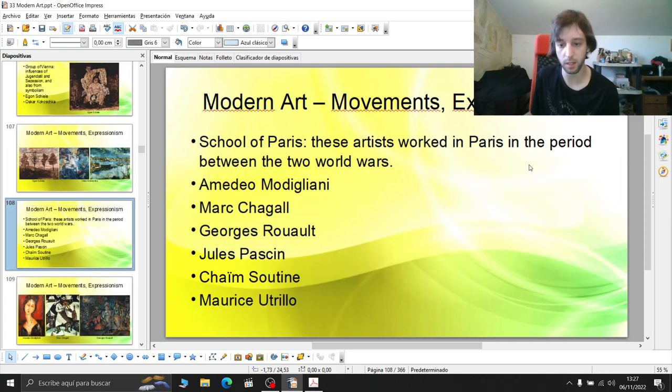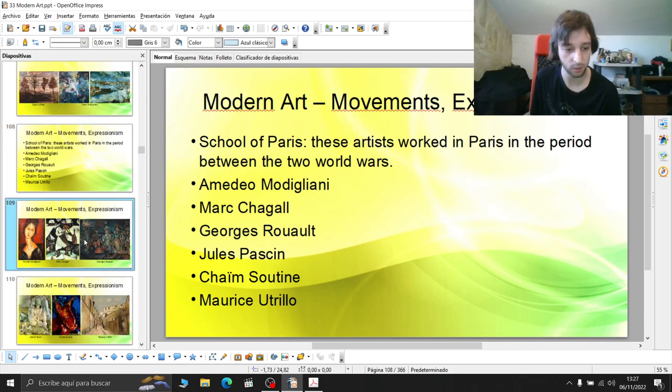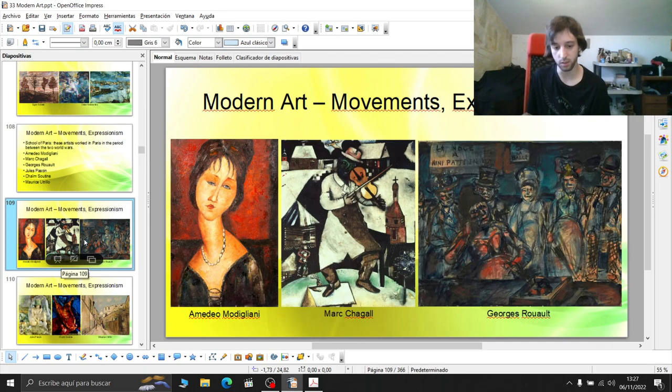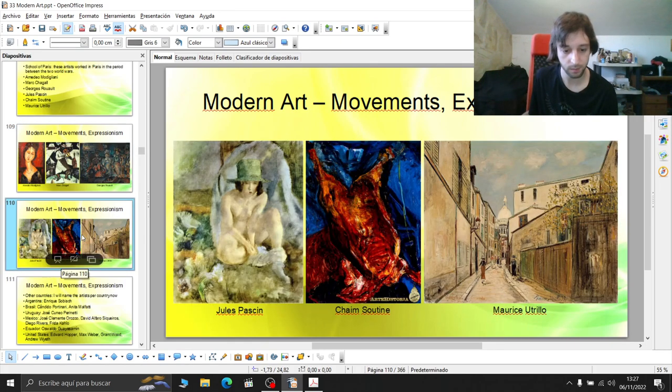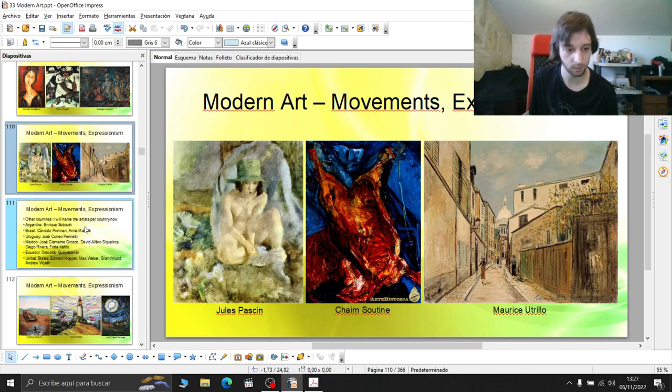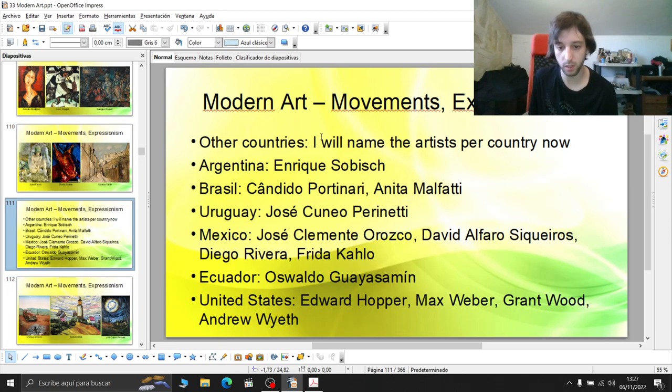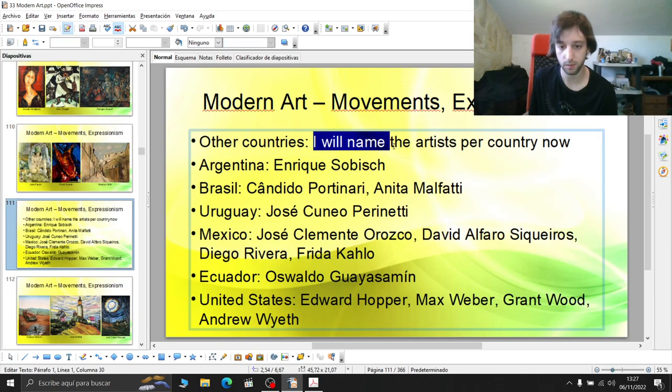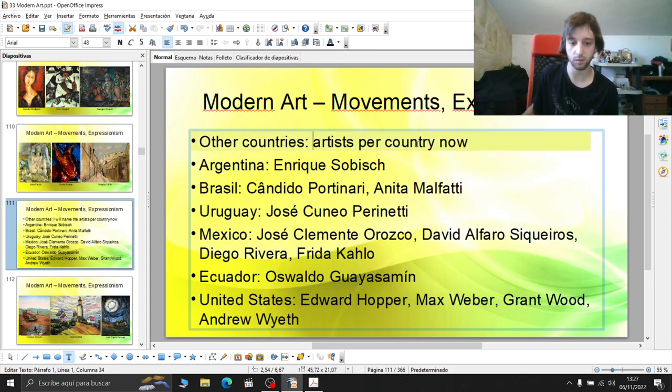School of Paris. These artists worked in Paris in the period between the two world wars, like Amedeo Modigliani, Marc Chagall, Georges Rouault, Jules Pascin, Chaim Soutine, and Maurice Utrillo. Here you see examples. Other countries. Artists per country.